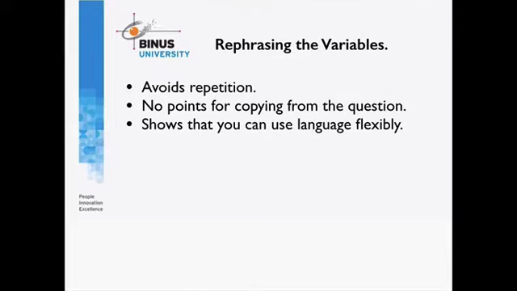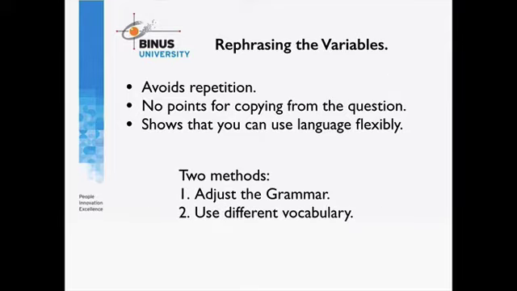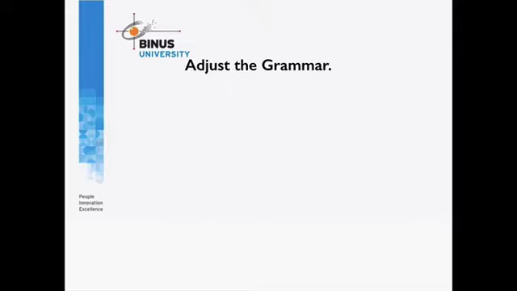Linked to this, the reason you'll get a better score if you can rephrase them is that it shows you can use the language flexibly. So there are basically two methods to rephrasing the variables. Number one is to adjust the grammar, and number two is to use different vocabulary. So we're going to look at these one by one. And of course, let's begin by adjusting the grammar.